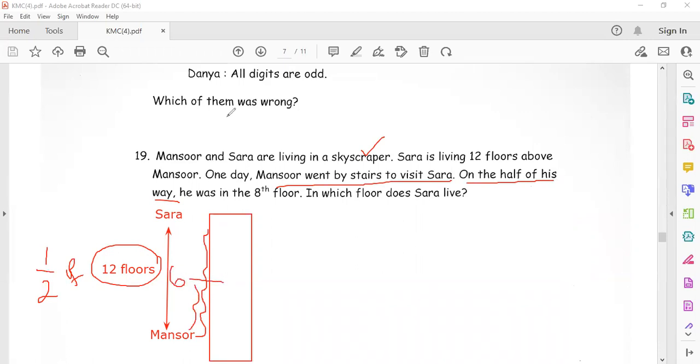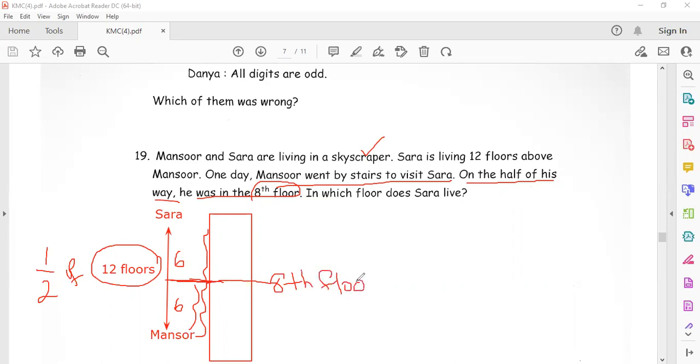You understand? He went up 6 floors. He went up already half. He got another half to go. Then he'll reach Sarah. At this point, he was on the 8th floor of the condominium building. Okay, over here, this line is the 8th floor.